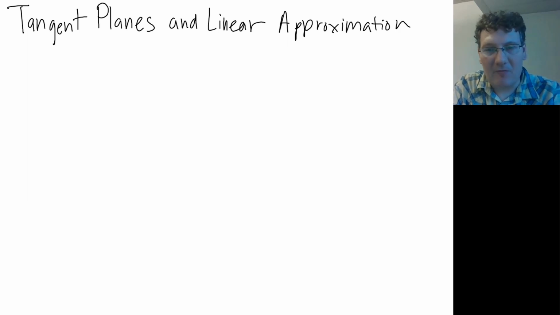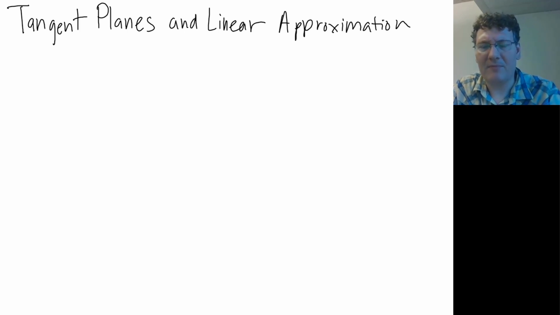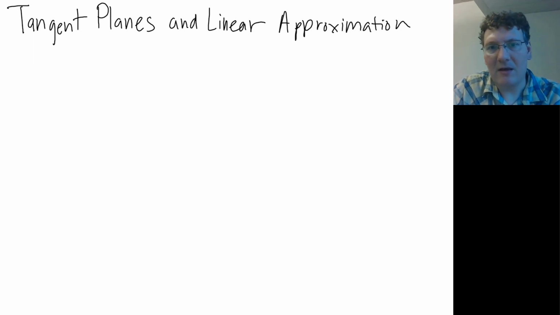All right, hey everybody. In this section, we're going to think a little bit back to one variable calculus and linear approximations. And this is, of course, related to the equation of a tangent line for a function of one variable. Now we're looking at functions of several variables, and the higher dimensional analog of a tangent line would be a tangent plane. And so we're going to generalize this idea of a linear approximation from single variable calculus to multivariable calculus.